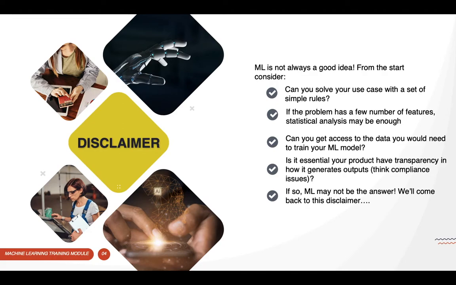So, this disclaimer: machine learning is not always a good idea. From the start, you have to consider, can you solve your use case with a set of simple rules? If the problem has a few number of features, statistical analysis may be enough. Can you get access to the data you would need to train your model? Is it essential your product have transparency in how it generates outputs? For example, compliance issues. Maybe you need to be very transparent to fit certain legal rules and requirements. If so, machine learning may not be the answer. We'll come back to the disclaimer at the end of the workshop if you engage in it.